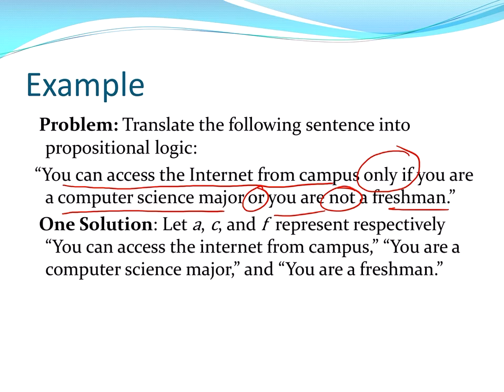So we'll let A, C, and F represent those atomic propositions, and then we can construct them together: A implies C or the negation of F.